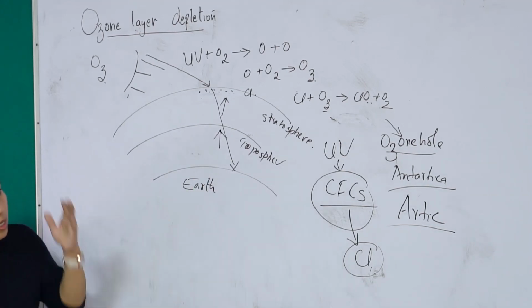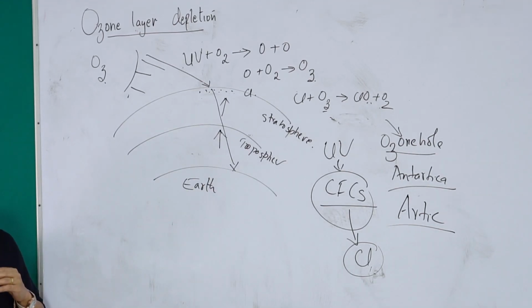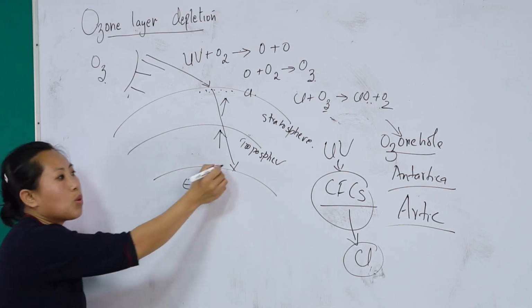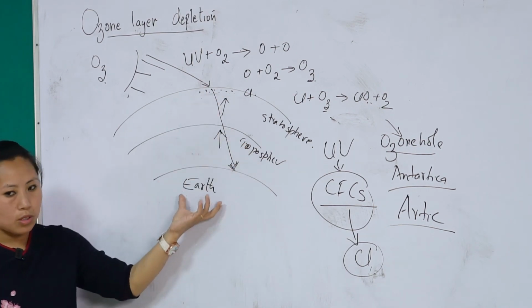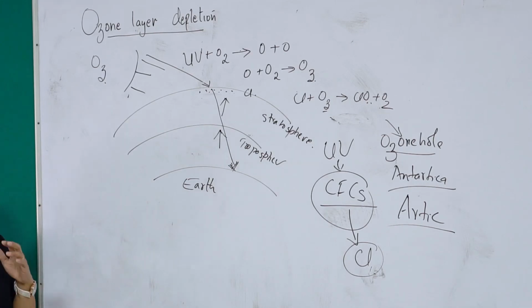Now, as the layer of the ozone gets thinner and thinner, there is more chance of these ultraviolet rays reaching the surface of the Earth. The umbrella gets thinner. So what are some of the effects of these ultraviolet rays, or of ozone layer depletion? What will happen when this layer gets depleted?